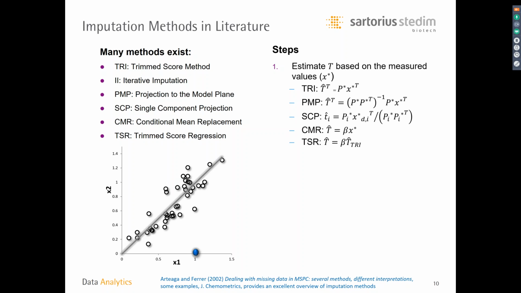The steps in all of these are the same. Our first challenge is, from the data that we've collected, since we haven't measured all data, can we estimate what the score values are? That's basically projecting the data that we know onto the score space and getting a good estimate of that score space. There are different ways to do this. Once we've projected onto the score space, they all use the same method for filling in the missing data: take the model itself and use the loadings to get the missing data.